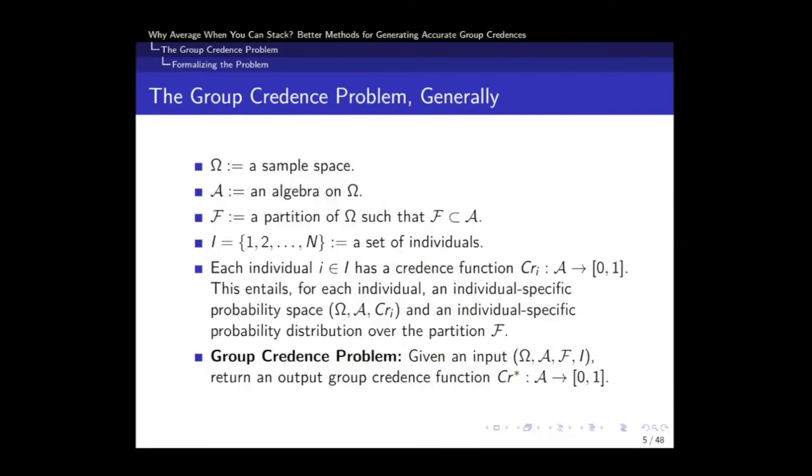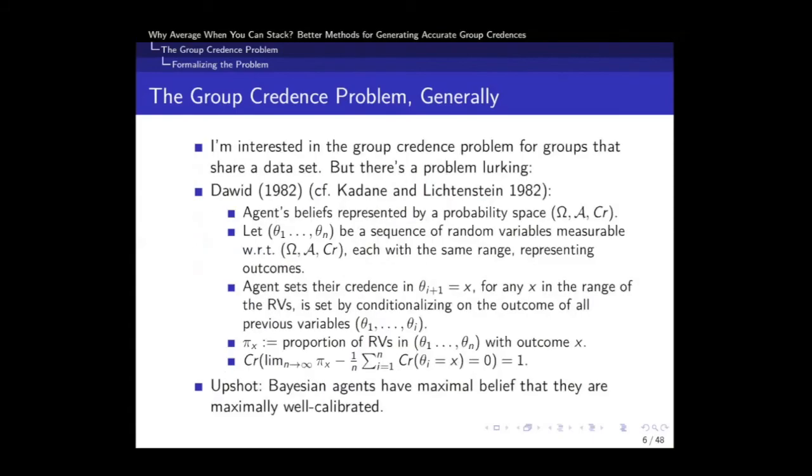By credence, I just mean an individual's probability distribution representing their beliefs about the algebra. And indeed, their credence function is going to have to satisfy Kolmogorov's probability axioms.